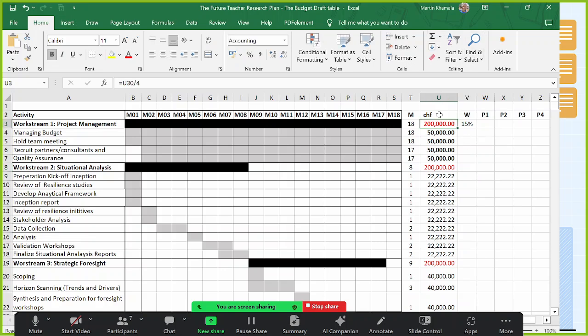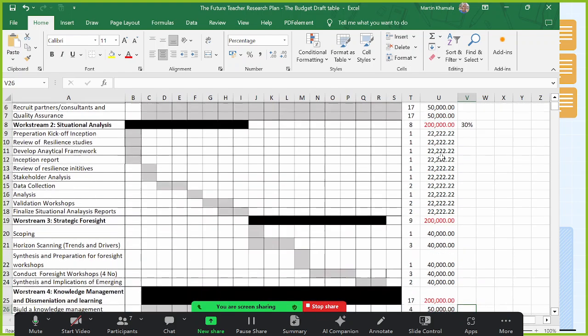Okay, so the next one is workstream 2, situation analysis. These are the activities. There's data collection, analysis, validation workshops, and report writing is part of it. What weight would you give this one? Maybe 30%, 30, 40, 30%. So 35, or even 30, because there's another one coming. Give it 30 first. Okay, let's go on.